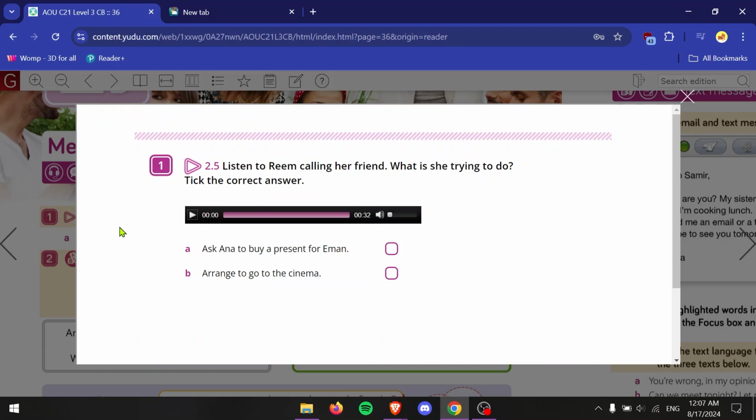Okay, so that was the audio. It looks like Reem is arranging an outing with her friend. She wanted her to go to the cinema with her. So it'll be B.